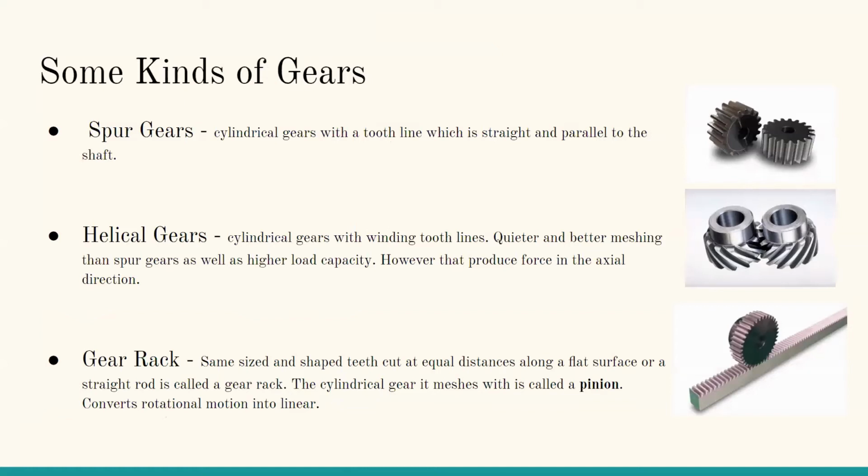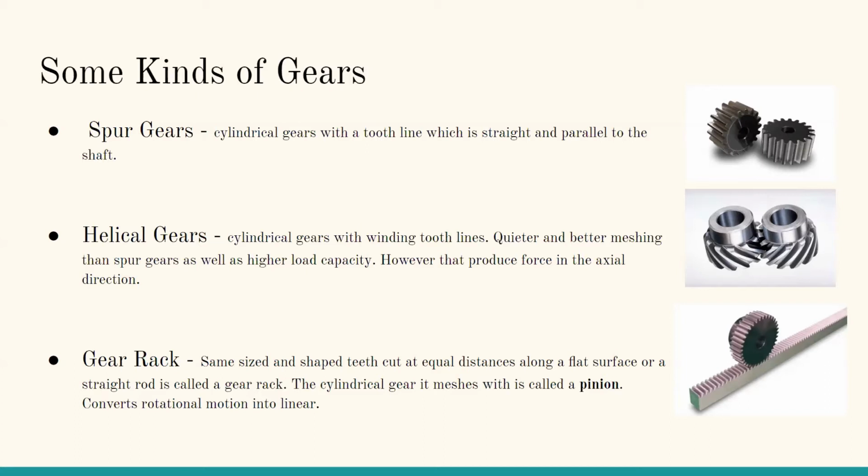Okay, so before we move on, we want to quickly also cover some kinds of gears you might see. These are just 3 gears that are fairly common. The first one is the spur gears. These are the gears you've probably seen the most often and the ones we'll be working with today. They're just cylindrical gears, which are straight and parallel to the shaft. So as you can see, the teeth are straight on. These guys will just rotate fairly simply.